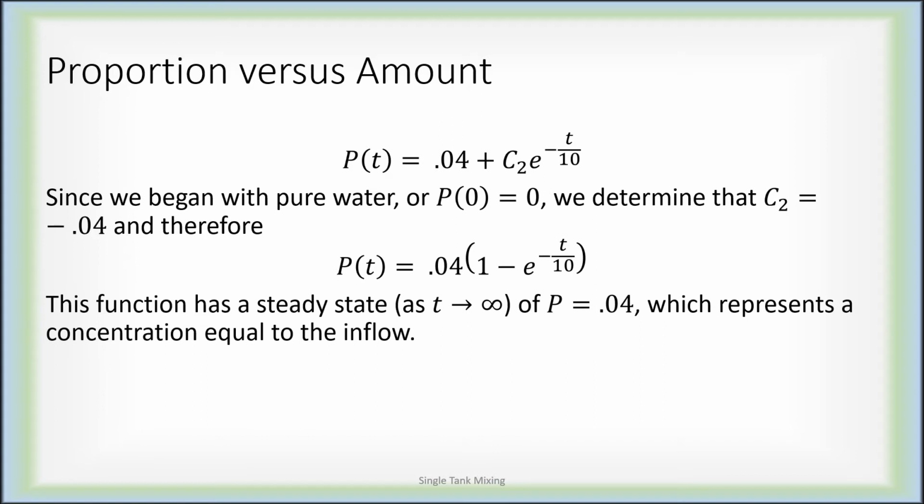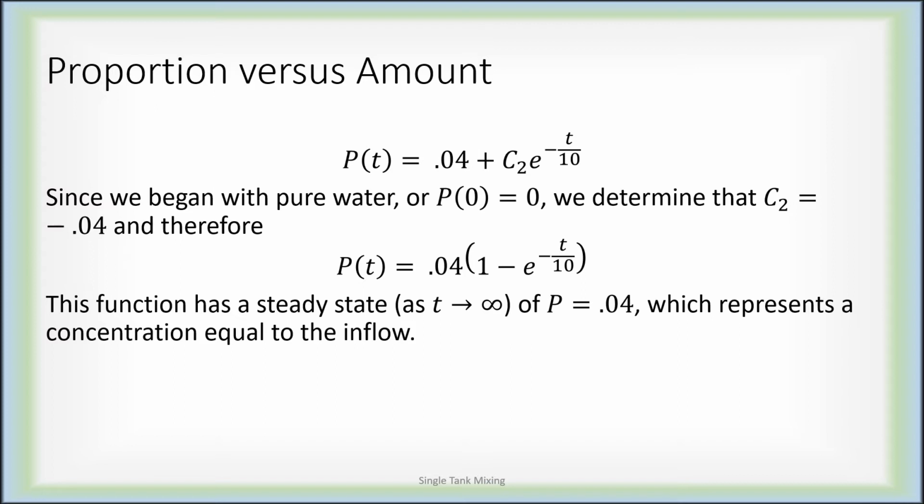Now this solution has a steady state. As t goes to infinity, p simply tends to 0.04. That represents if the tank was already at 4% salt, what's flowing in is exactly the same as what's flowing out, and our constant solution is maintained. Observe back at the beginning, regardless of the value of C2, as t goes to infinity, this exponential term will drop to 0. So 4% is always the steady state solution, no matter what our initial conditions were.